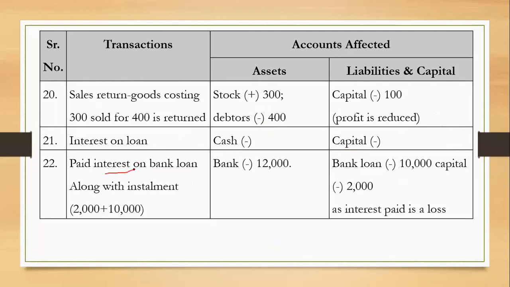Next one is paid interest on bank loan along with the installment of the loan. Normally, whatever the amount of loan taken, we repay it in installments. The example shows 10,000 as installment and interest of 2,000. So what is the total amount paid? Total amount paid is 12,000. Now I'm dealing with the bank, so my bank balance will reduce by rupees 12,000. I have paid 2,000 as interest. Interest paid is always an expense, and that expense will reduce my capital. Apart from that, 10,000 is towards the loan amount. My liability towards the loan reduces, so the bank loan can be seen as a reduction of rupees 10,000. So I think that's all for the transactions here.